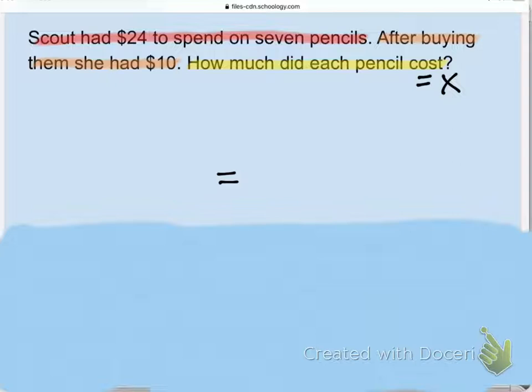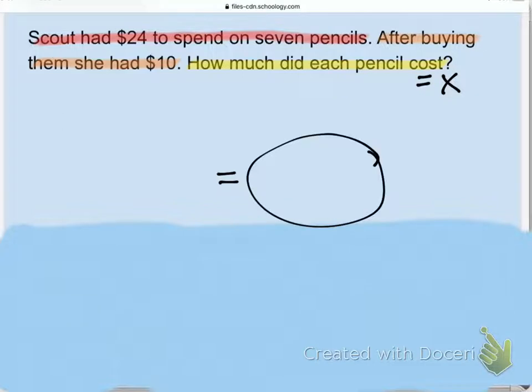Scout had $24 to spend on 7 pencils. After buying them, she had $10. How much did each pencil cost? So this one's tricky. I want you guys to think about it on your own for a sec. Come up with an equation and maybe write it in the chat and we'll talk about them, because this one's tricky.